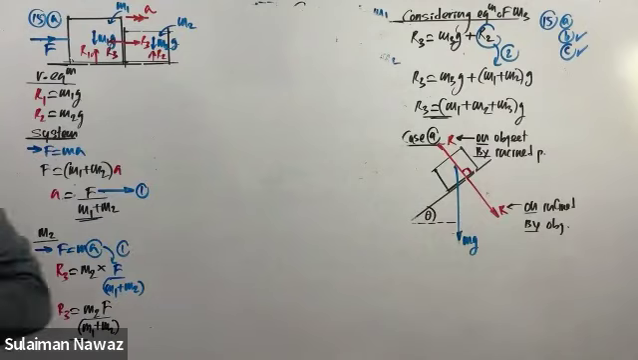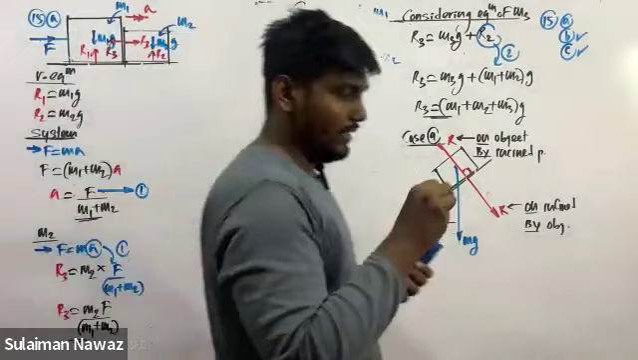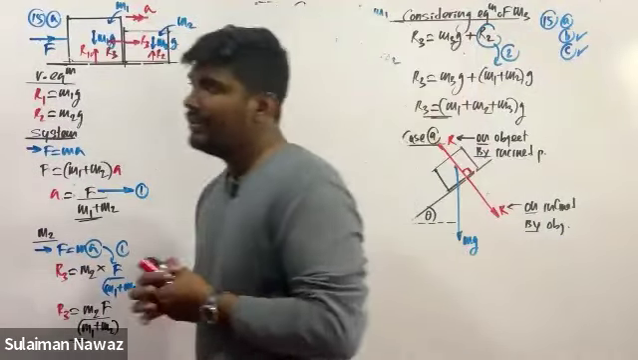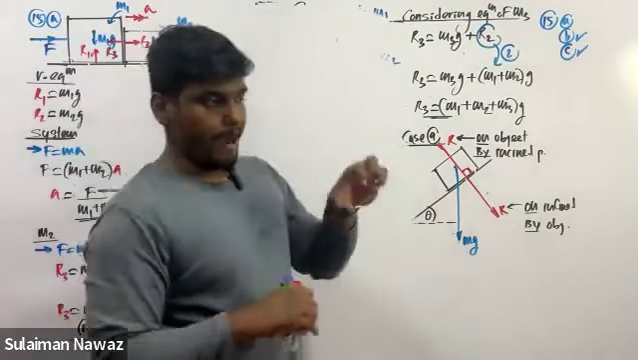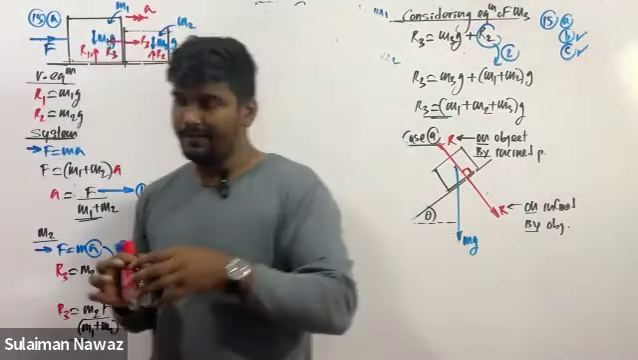Write down under that: a man of mass m standing in the lift.